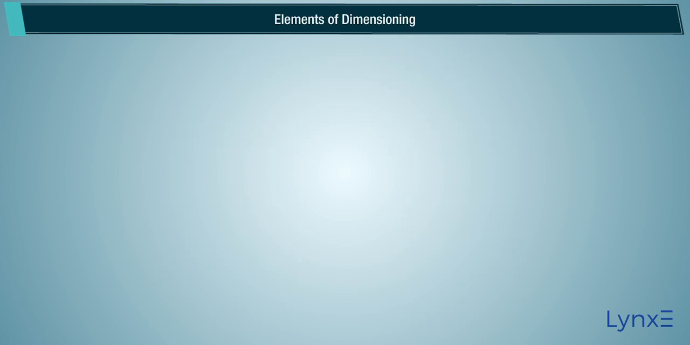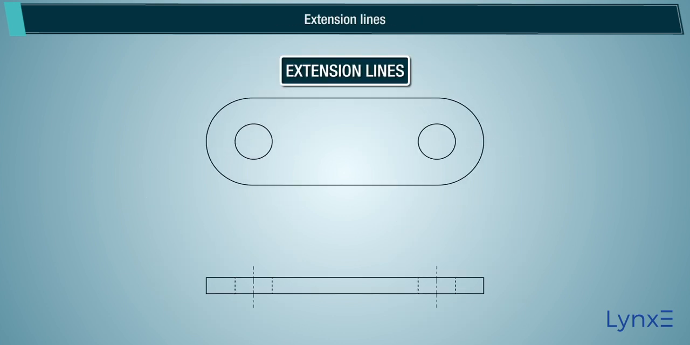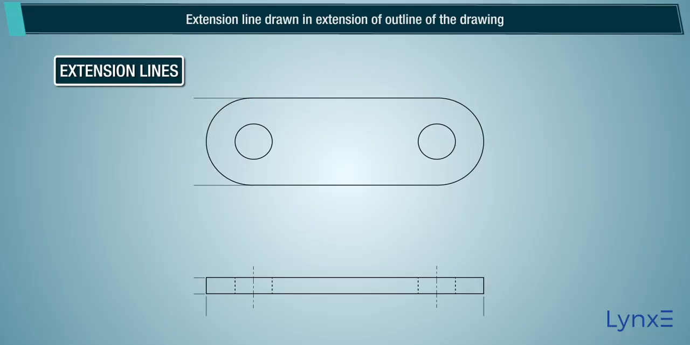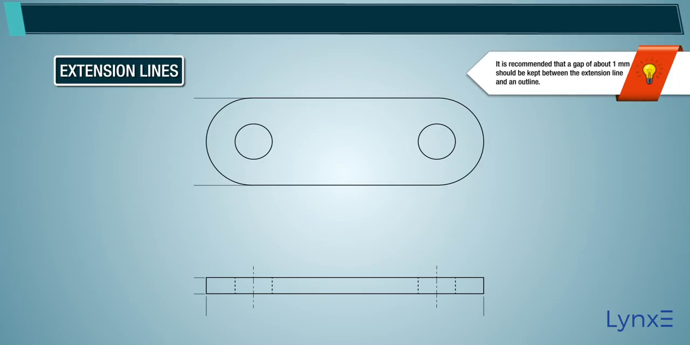Elements of dimensioning. Extension lines. Extension line drawn in extension of outline of the drawing. Note: it is recommended that a gap of about 1 mm should be kept between the extension line and an outline.